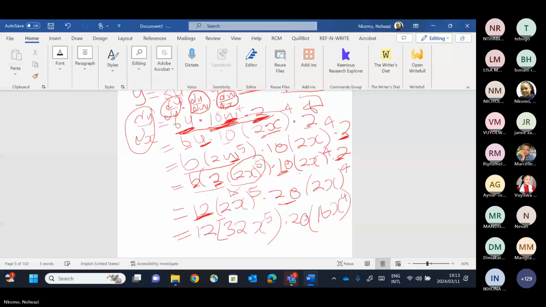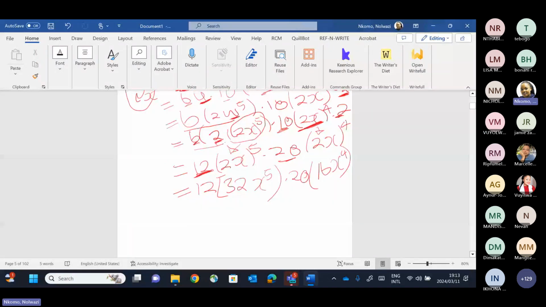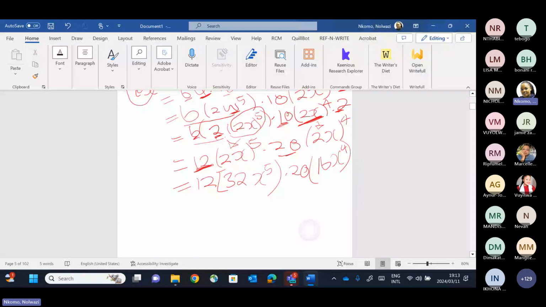Then we have 12 times 32. What is that? It's 384, x to the power 5. We're coming back with it. Then we have 20 times 16. What is 20 times 16? That is 320, x to the power 4, right?